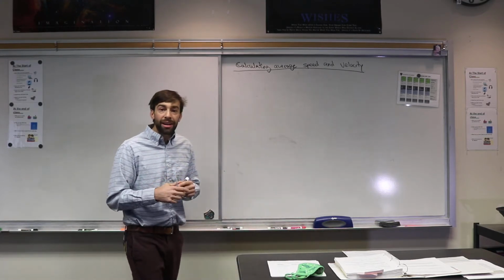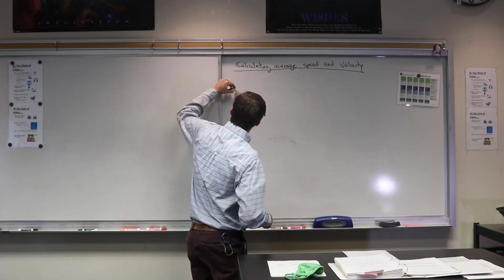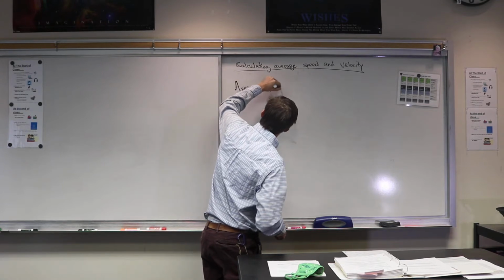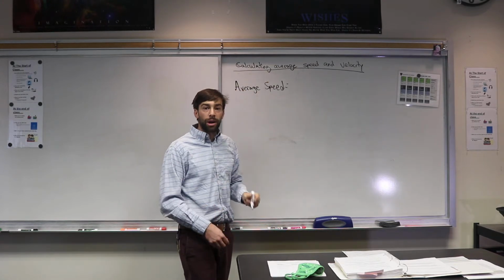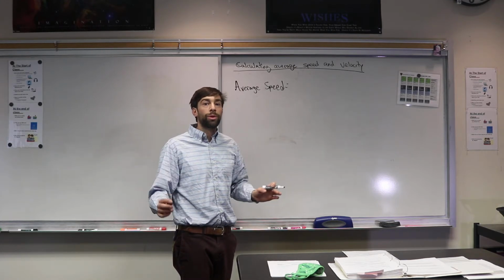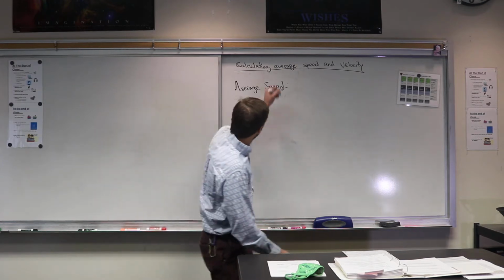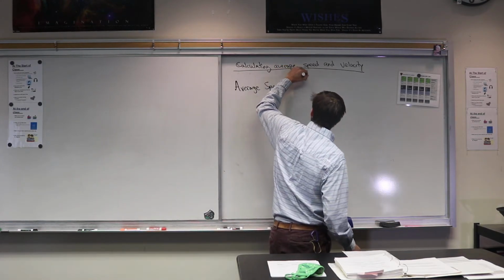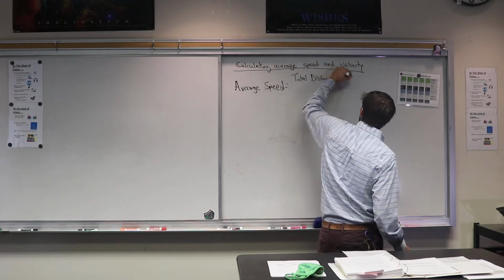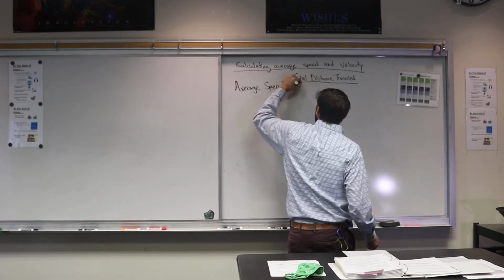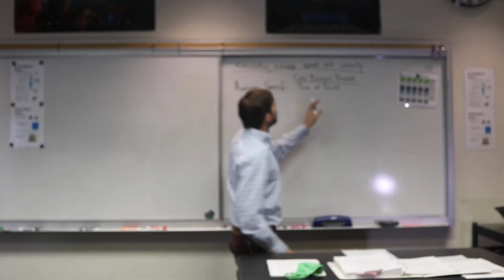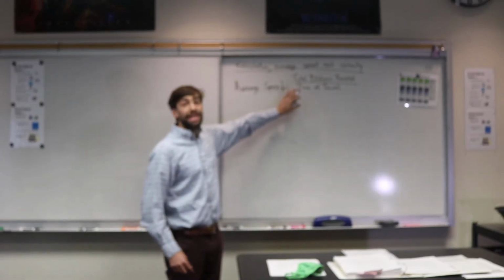So calculating average speed: to find average speed, we're going to take our total distance traveled and divide by the total amount of time that has elapsed. So total distance traveled divided by the time of travel.